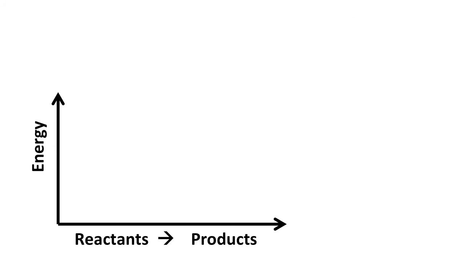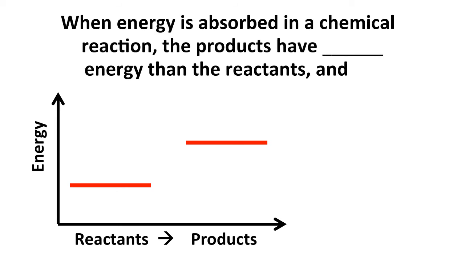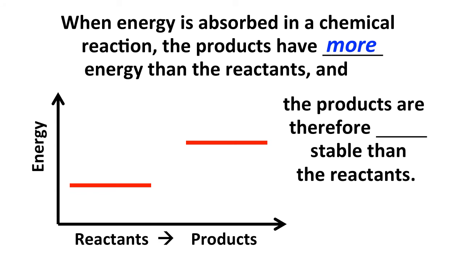Now, the other type of process, we have reactants with a lower energy, products have a higher energy, and in this case, when energy is absorbed in a chemical reaction, the products will have more energy than the reactants, and the products are going to be less stable than the reactants. And this is what happens when we have an endothermic process.